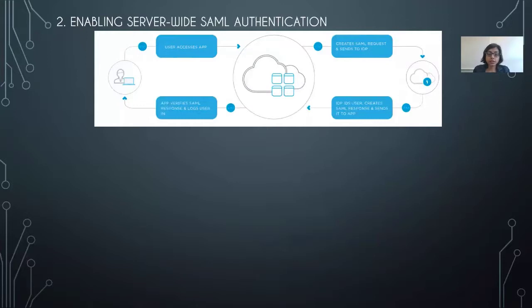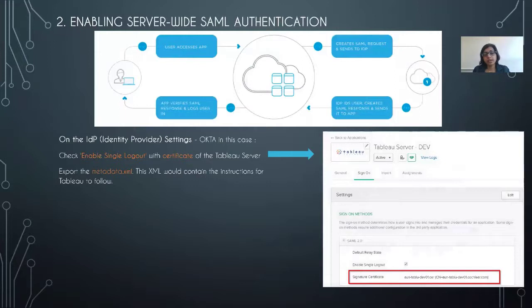So to get this going, you have to set up the Tableau app on the IDP. This screenshot is from Okta, and then there's a place where you can say enable single logout and put in the signature certificate. The certificate is nothing but your Tableau certificate. If you don't have your Tableau certificate, all you have to do is open your organization's Tableau server on Internet Explorer, right click and get the certificate. So you put the Tableau certificate here, and below this there's a button which says export metadata.